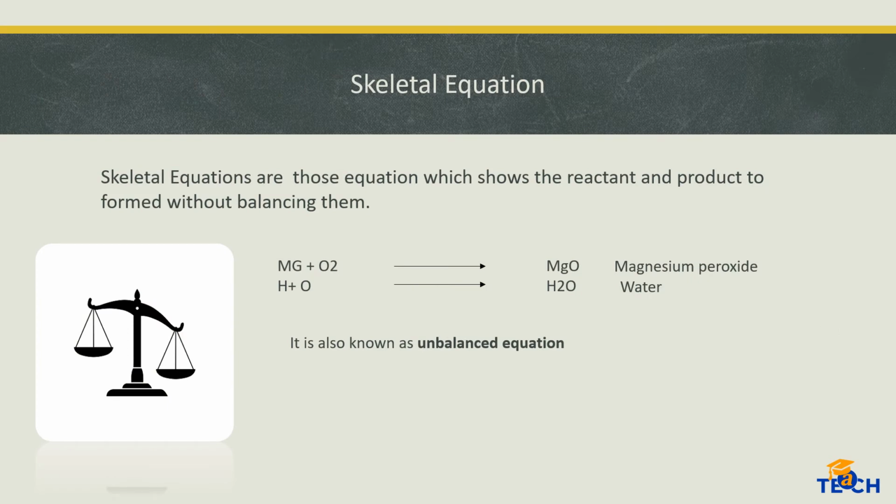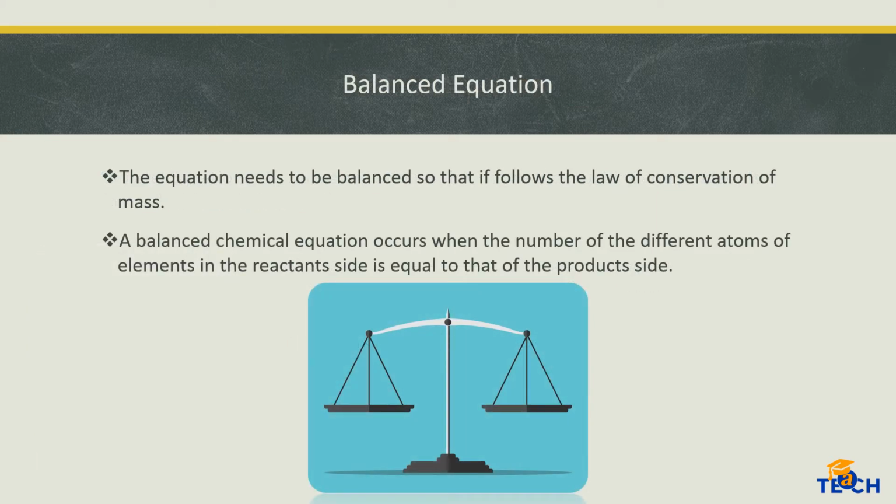Skeletal equations are those equations which show the reactant and product formed without balancing them. Here are examples: Mg plus O2 equals MgO, which is magnesium oxide, and H plus O equals H2O, water. It is also known as an unbalanced equation. The equation needs to be balanced so that it follows the law of conservation of mass. A balanced chemical equation occurs when the number of the different atoms of elements on the reactant side is equal to that of the product side.